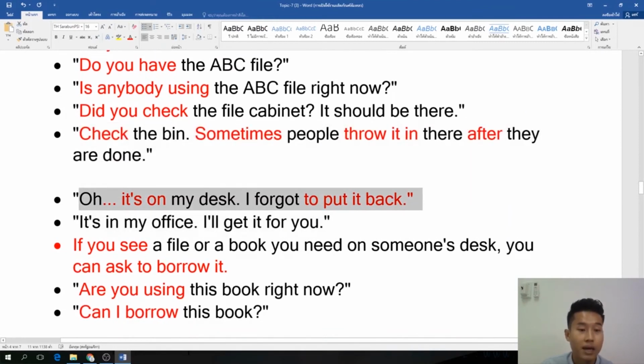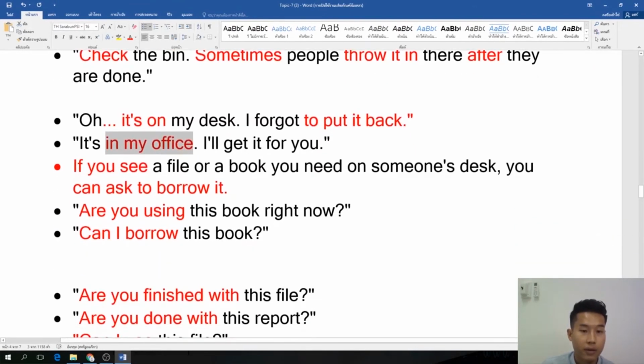Okay, it's on my desk, it's on my table. I forgot to put it back. I forgot to put it back, meaning to put it back in the same place that I got it. In my office. And I will get it for you. I will take it for you.